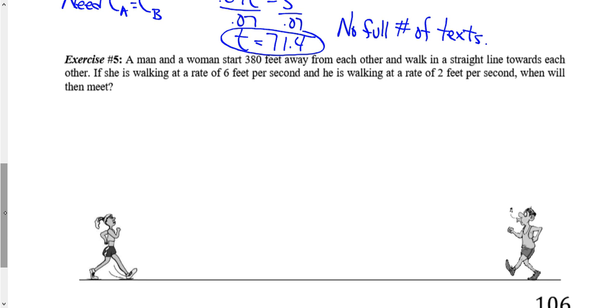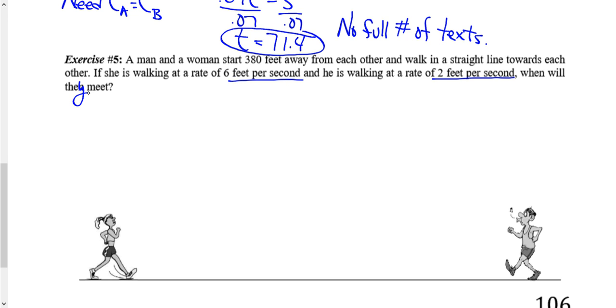So, man and woman start 380 feet away from each other, walking a straight line towards each other. So, one of them's walking at 6 feet per second. Does that sound like an M? Yeah. And the other one's walking how fast? 2 feet per second. That sounds like an M, a rate of change. When will they meet?